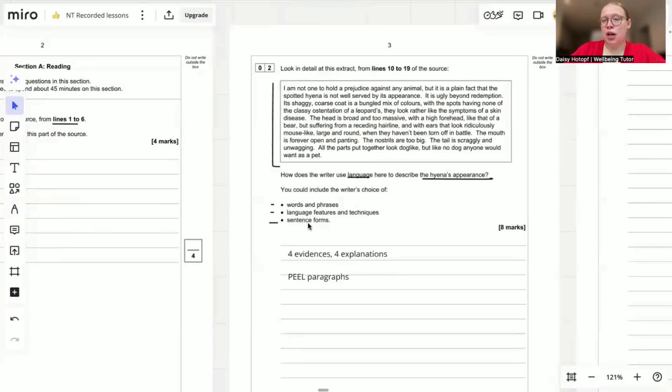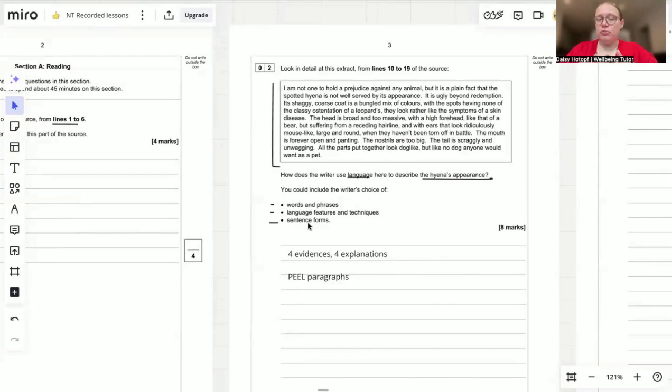Sentence forms, I'll say, is the harder one here. Sentence forms, we want to look at long sentences, short sentences, punctuation. Is it an exclamatory sentence? Is it an imperative sentence, so a command, right? But yeah, you pick out your 4 quotes basically, and then you write about them.